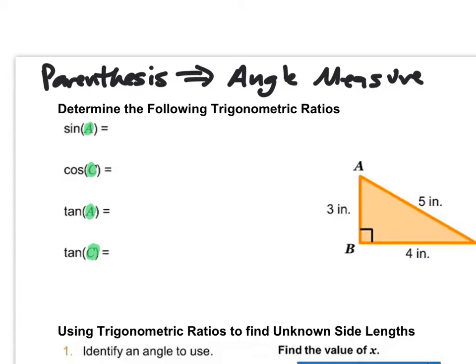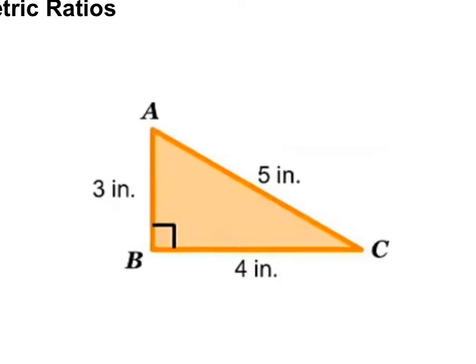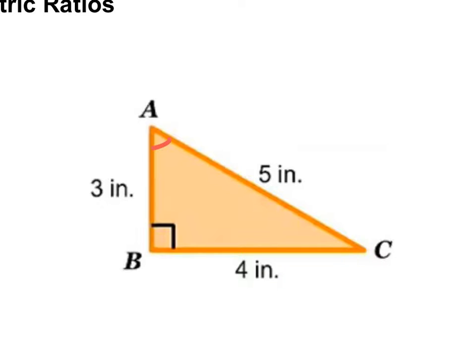So let's just real quick highlight angle A in this picture. If this is angle A right here, this is my hypotenuse. This length from B to C is the opposite side, so I'm just going to put an O here. And then the length from A to B is the adjacent side.